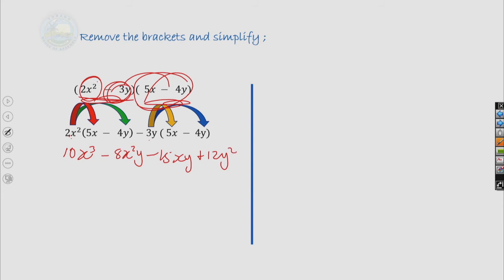It asks us here to remove the brackets and simplify. So we need to check here now, addition and subtraction is taking place. We need to check to see if there are like terms. Are there any like terms here?